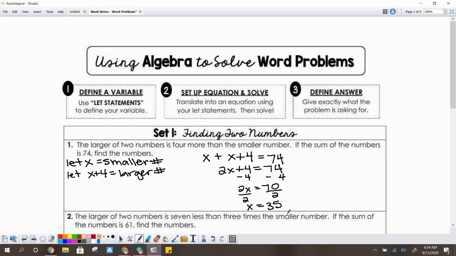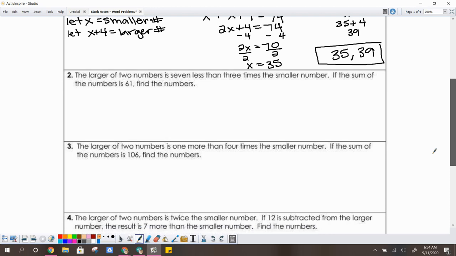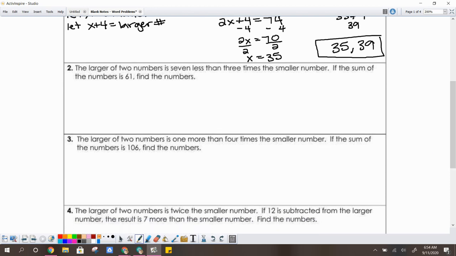Now, this is telling me that my smaller number, x, is 35. My bigger number is 4 more than that. So I can do x plus 4, or 35 plus 4, to get 39 for my other number. So my answer would be 35 and 39. All right, so example 2 says the larger of 2 numbers is 7 less than 3 times the smaller number. If the sum of the numbers is 61, find the numbers.